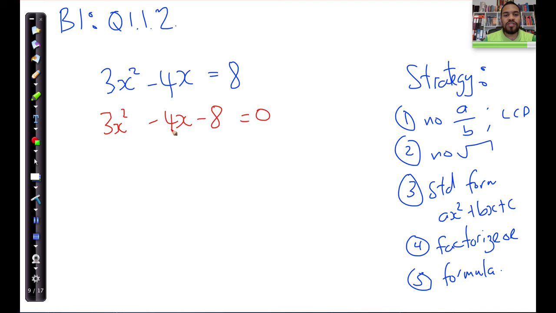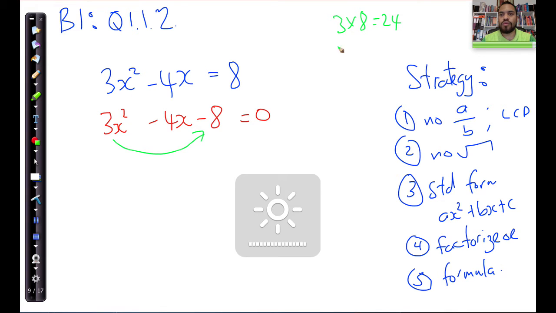Now the next thing I want to do is check, can this thing factorize? And the way to check that is to say, well, okay, let's take the factors of 3 multiplied by 8. 3 times 8 is equal to 24. And with that 24, what we now want to do is say, are there factors of 24 I can subtract to give me 4? Well, the factors of 24 are 1 and 24, 2 and 12, 3 and 8, and 4 and 6. So none of them work, okay?